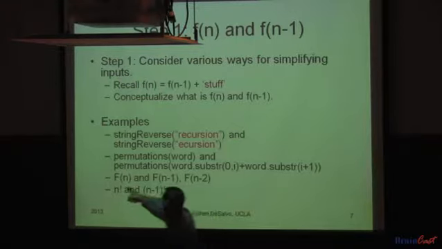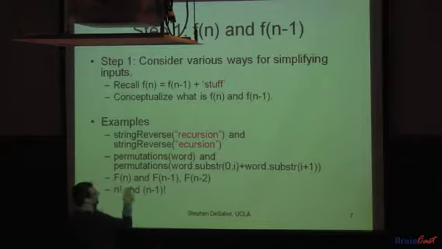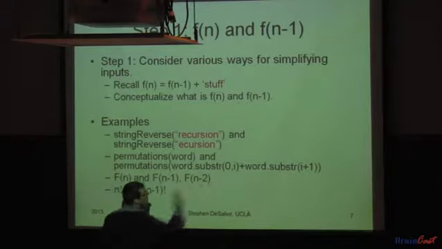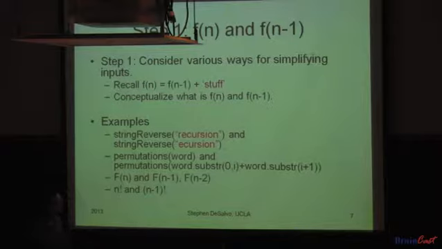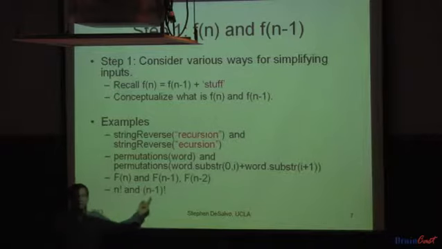For the Fibonacci sequence, you just need to know what are the numerical values of f of n minus 1 and f of n minus 2. Similarly with factorial, if you knew what n minus 1 factorial was, then computing n factorial is simple.